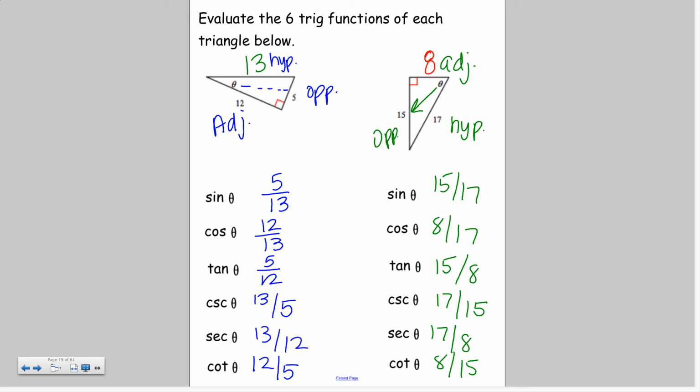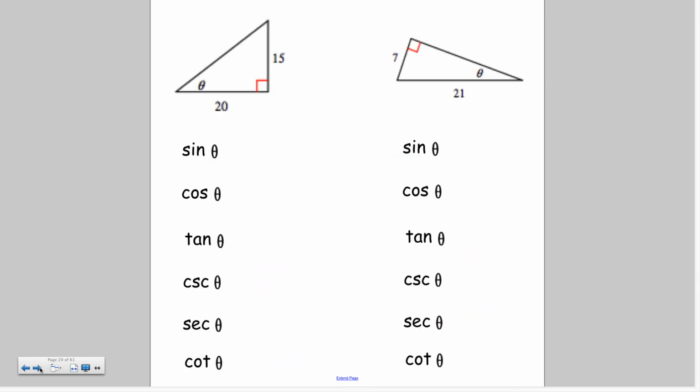Alright, last two. Go ahead and try these two. Alright, missing side, 25. That is also our hypotenuse. So there's theta. So 15 is our opposite. Makes 20 adjacent. So your sine, your opposite over hypotenuse, is 15 over 25. Now that fraction I can simplify. 15 over 25 is 3 over 5. Simplify your fractions.